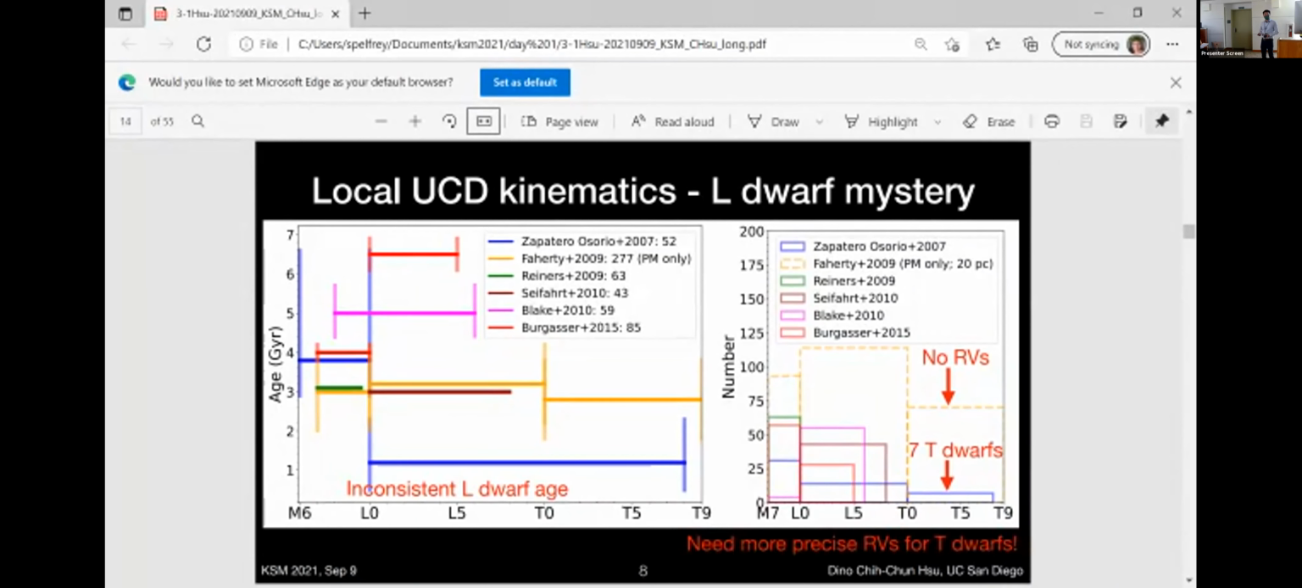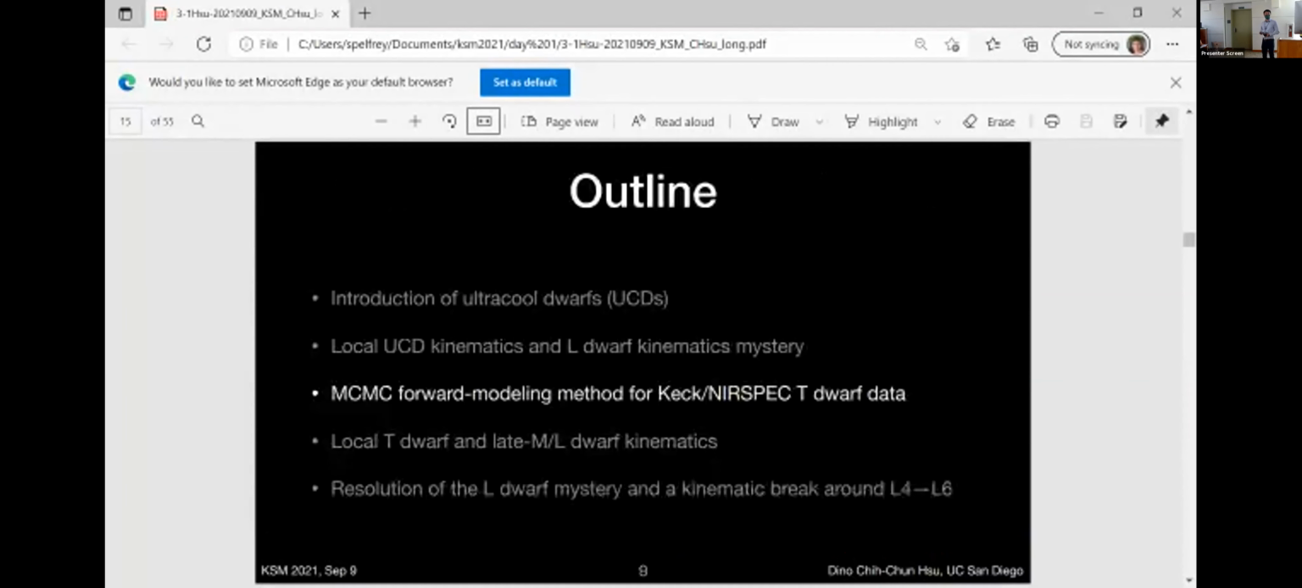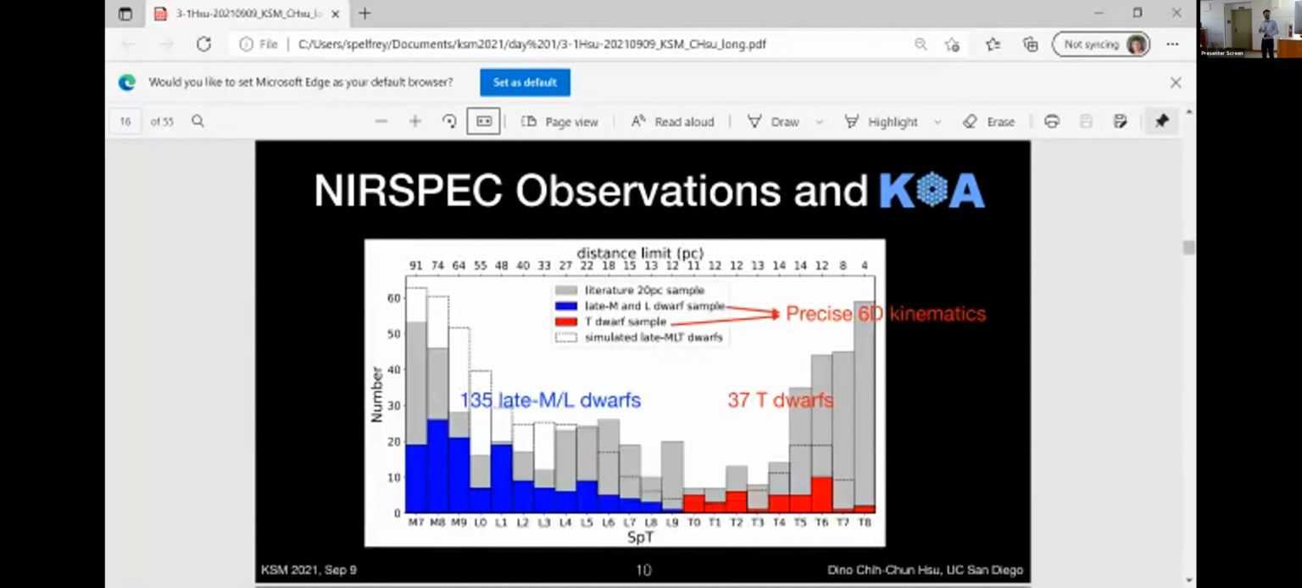So definitely we need more T dwarf observations with more precise RVs. That motivates the need for more T dwarf observations, which can only be obtained in the Northern Hemisphere with Keck NIRSPEC. I'm also going to introduce the MCMC modeling pipeline. But first, let's talk about the NIRSPEC observations of the T dwarf data.